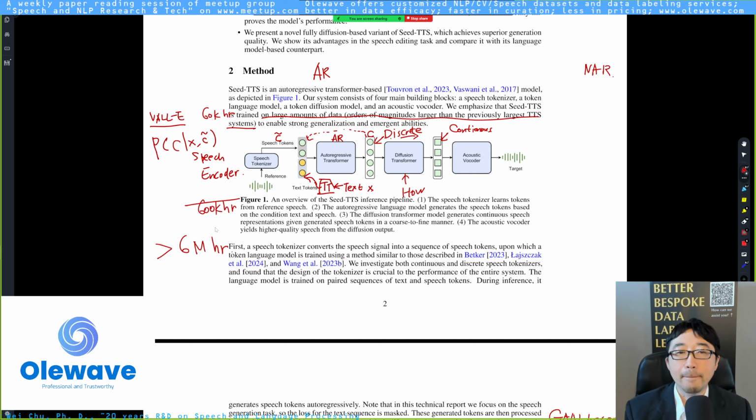their speech tokenizer plus their autoregressive transformer, which is their body model. So you can see, okay, a much larger Valley with more than 6 million hours of data. Probably 60 million hours. You don't know, okay?